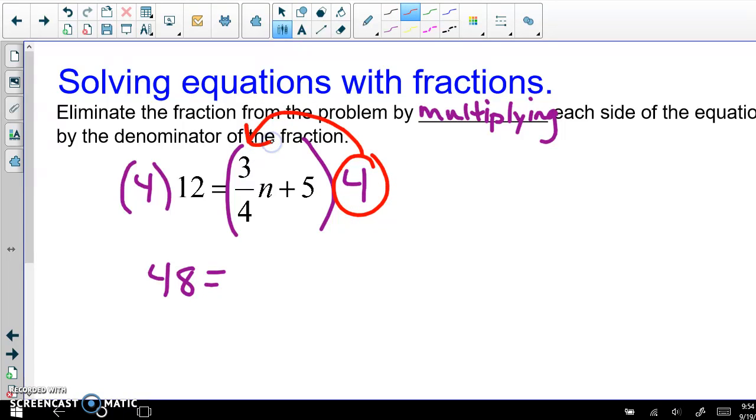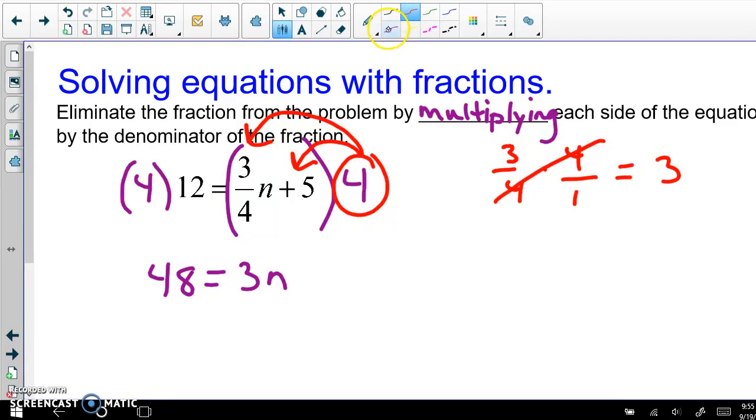So first I'm going to do 3/4 times 4. So I know that 3/4 times 4 would be the same as 4 over 1. And writing it like that helps me see that my 4's will cross cancel. So 3/4 times 4 is really 3. So when I distribute the 4 times 3/4 n, that simplifies to 3n. And now I'm going to take the 4 and multiply it by the 5. So I have plus 4 times 5, which is 20. Now I have a two-step equation to solve.